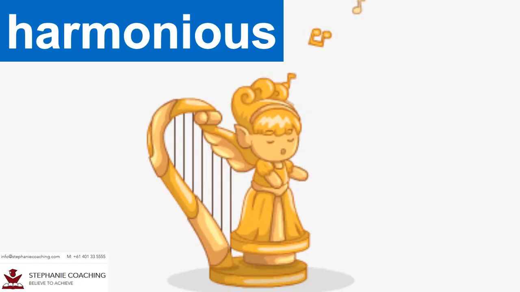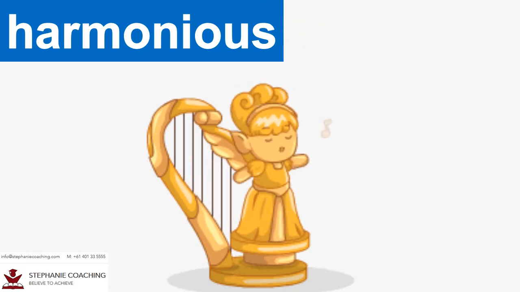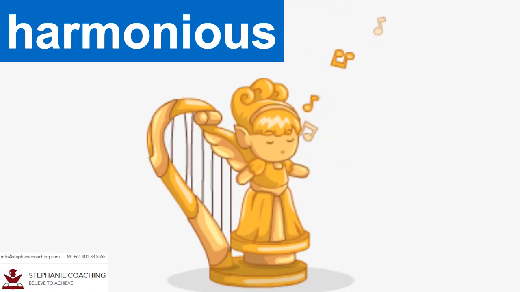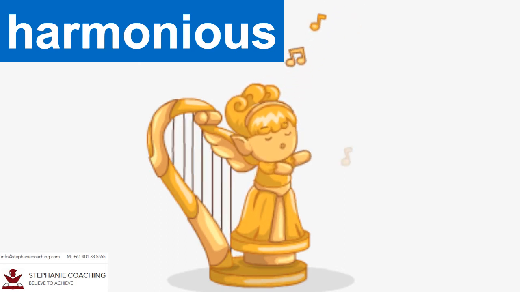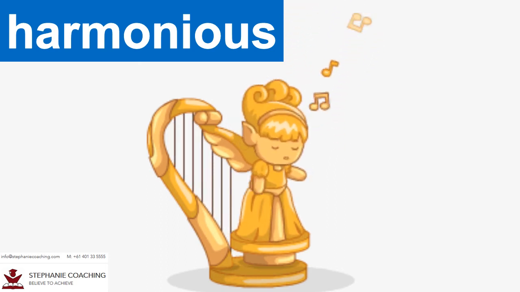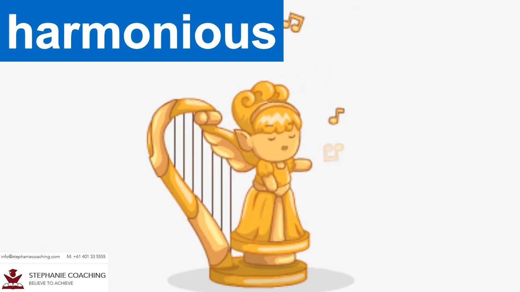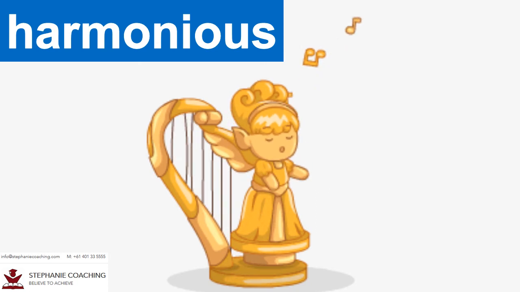Word number 27 is harmonious. The word harmonious means sweet sounding. For example, a harp produces harmonious music. Harmonious music often sounds heavenly and peaceful. The word harmonious is related to the word harmony.